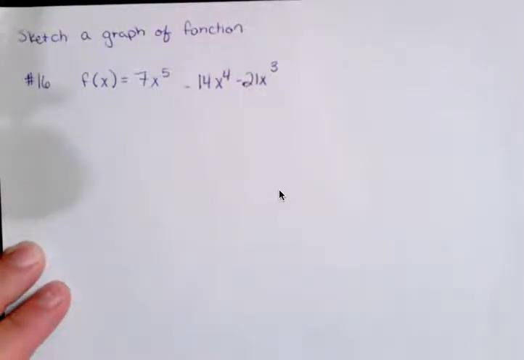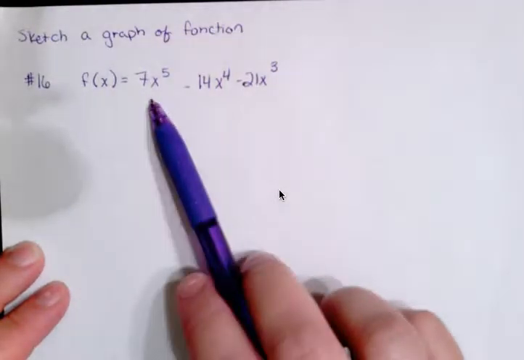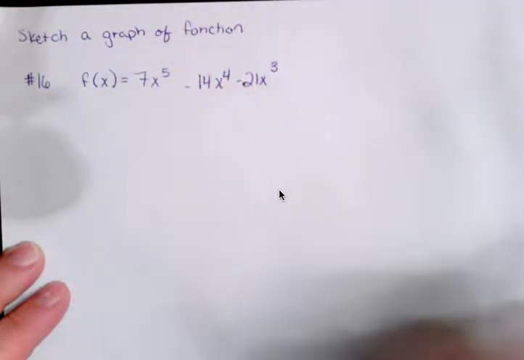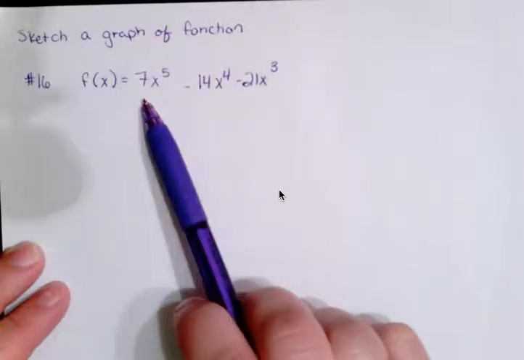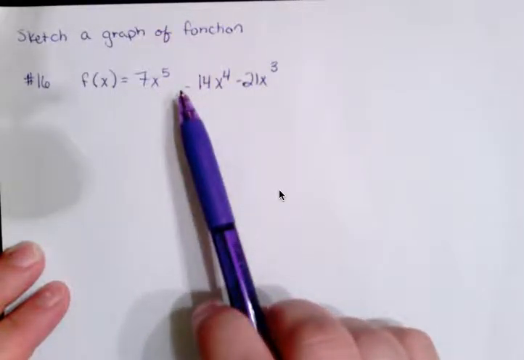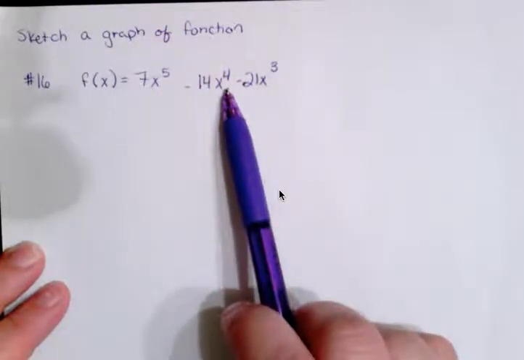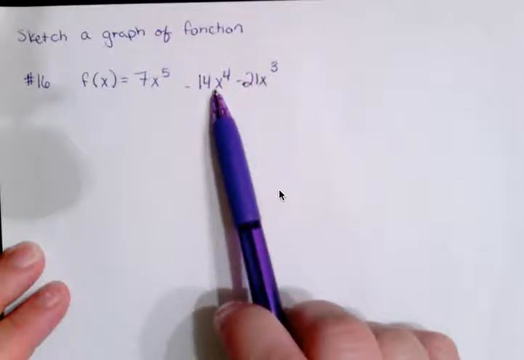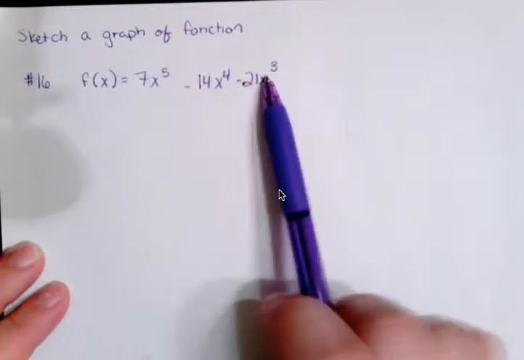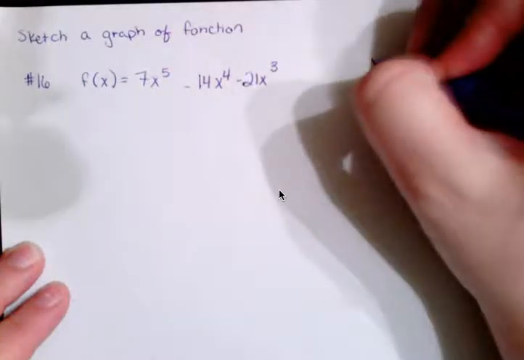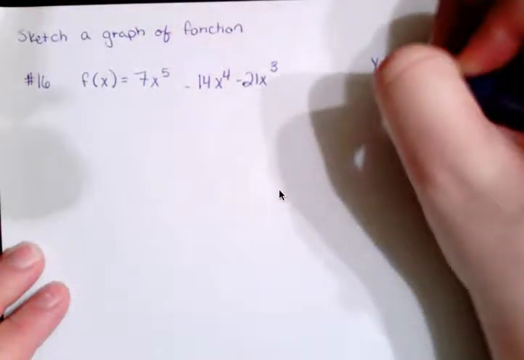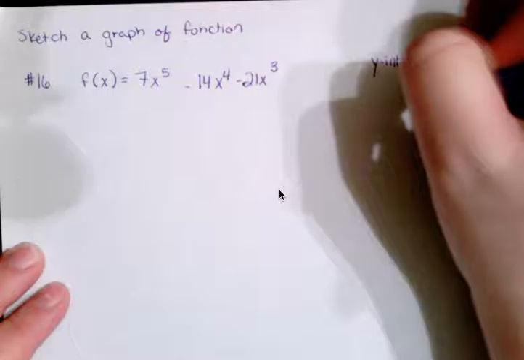To find your y-intercepts, you make x equal to 0. So if we do that, 0 to the fifth is 0 times 7 is 0. Then we're going to subtract 14 x to the fourth, well, x is 0, so that's all 0. And then this will all become 0. So our y-intercept will actually be 0, 0.